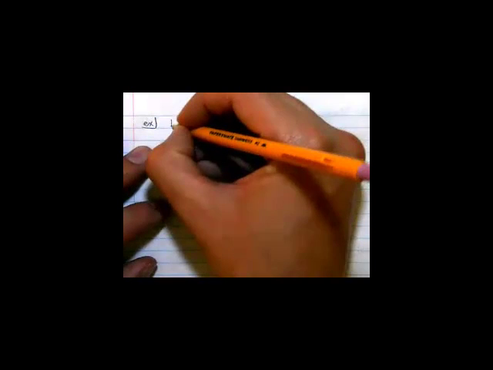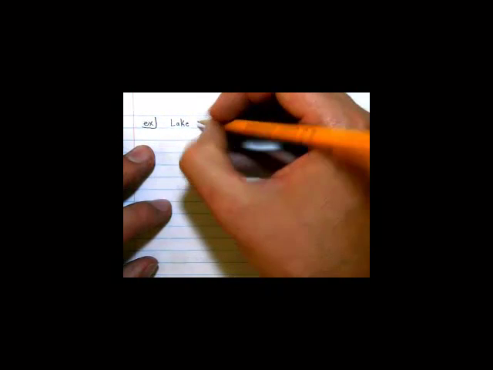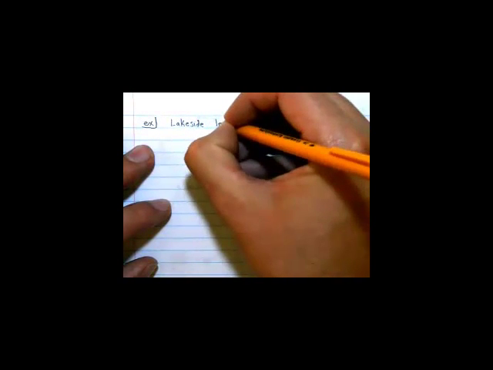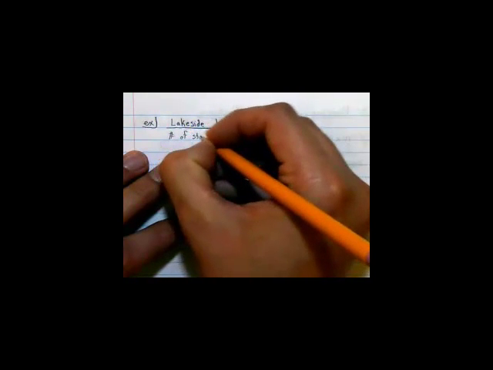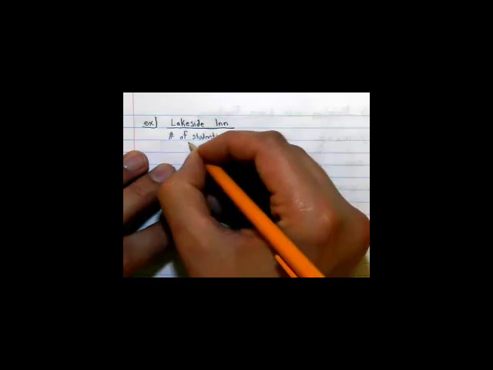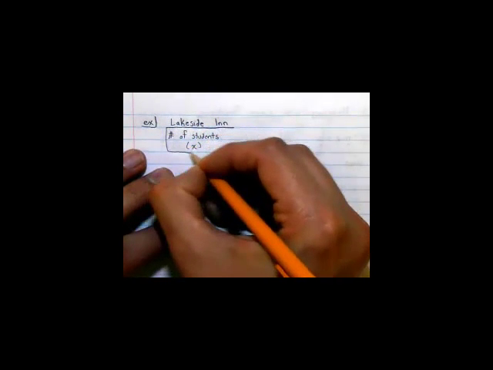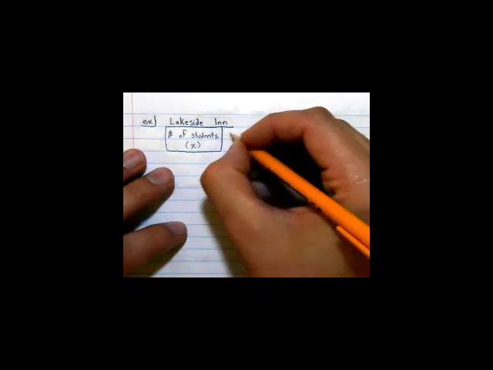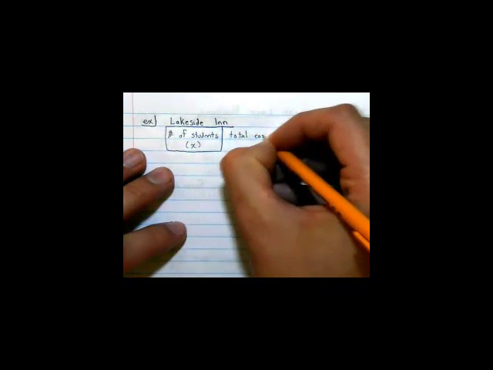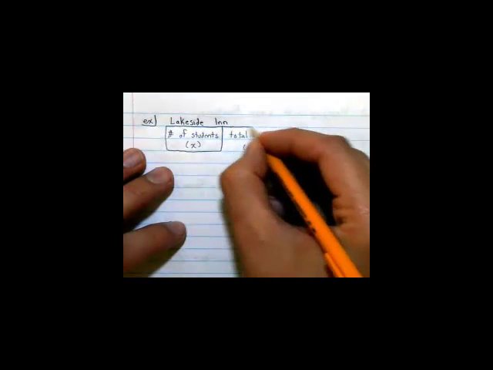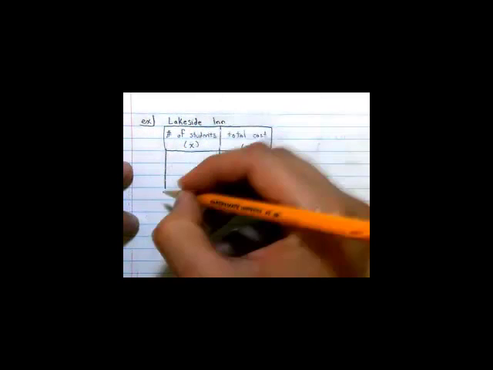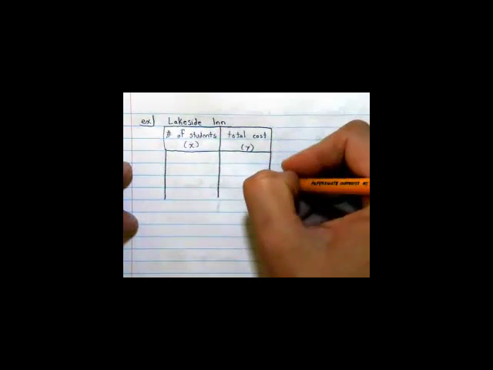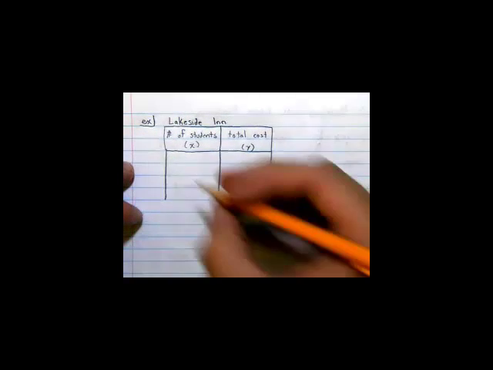Okay, so there's this table. This is the Lakeside Inn. So, at the Lakeside Inn, the number of students we're calling x, and then the total cost, calling y. So they've got this little table here of if there were this many students, this is how much the total cost was, and we got to use that information to answer the question here.